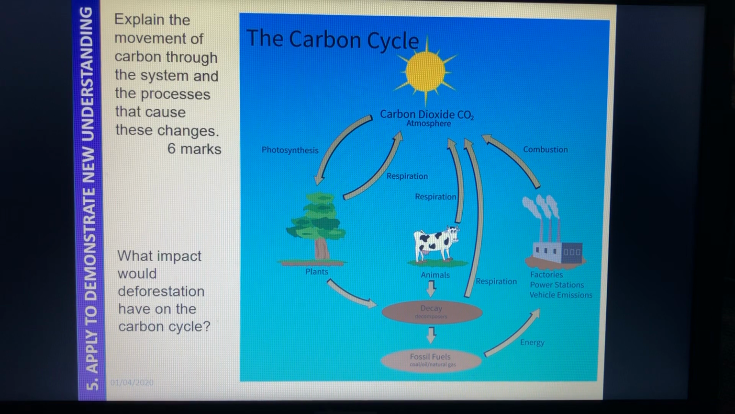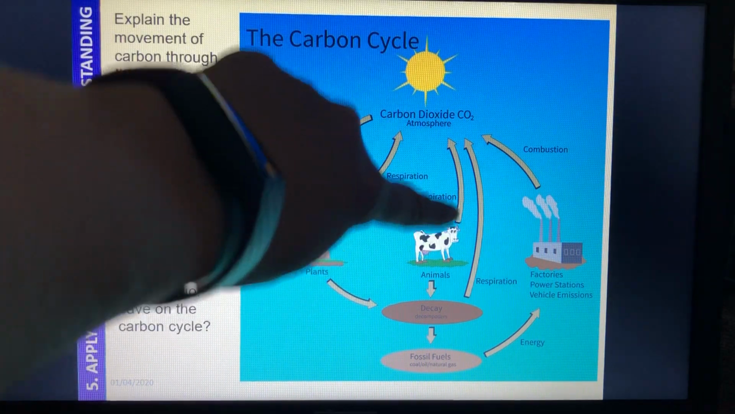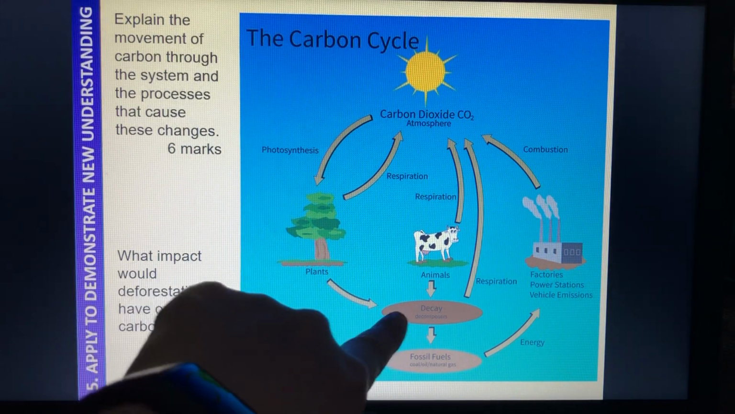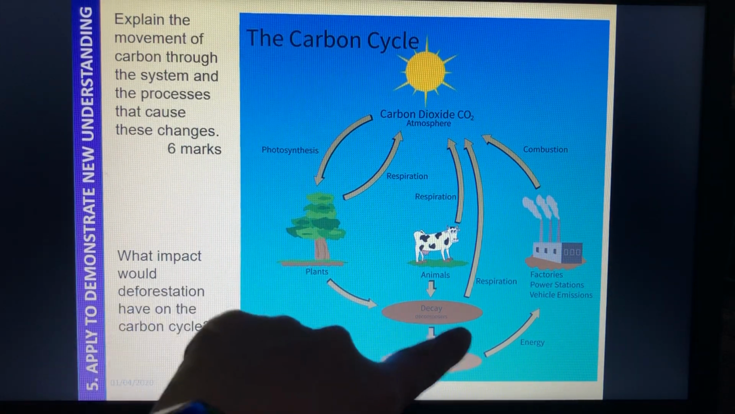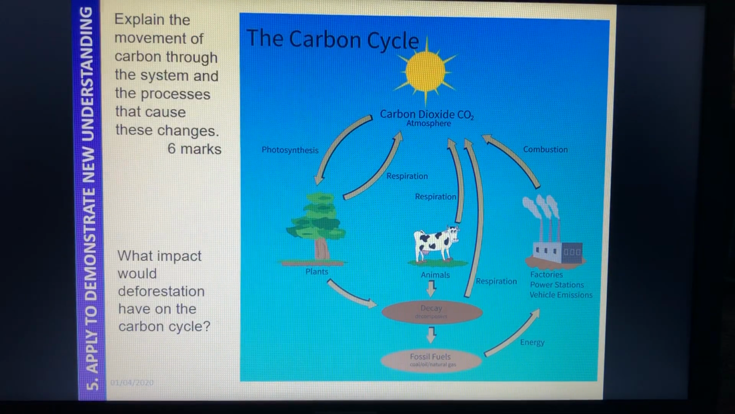We've got respiration on 3 of these arrows. Remember, all living things respire. So we've got respiration from our plants, releasing carbon dioxide into the atmosphere. Respiration from our animals and our humans, releasing carbon dioxide into the atmosphere. And we've got respiration from our microorganisms, bacteria, causing decay, and they are respiring as well, releasing carbon dioxide back into the atmosphere. Okay, so that's our second mark for our 6-mark answer.